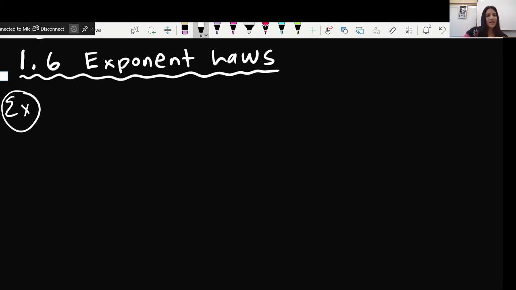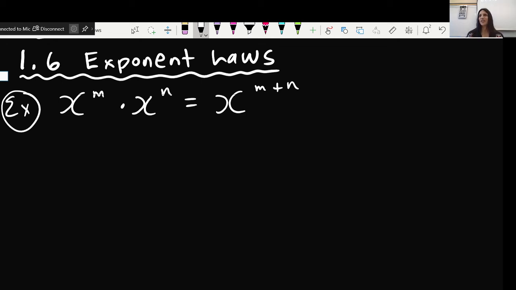So let's say, for example, we have x to the power of m times x to the power of n. Everybody know the rule? What do I do with the exponents? If I have the same base at the bottom, what do I do at the top? Yeah. You do x to the power of m plus n. Excellent. So that's the first rule. This just is the rule.